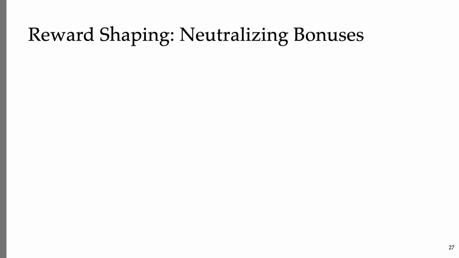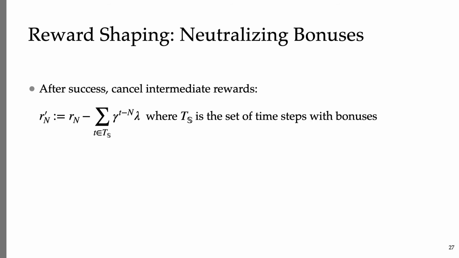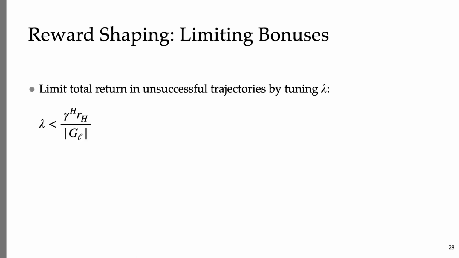First, we cancel intermediate rewards in successful trajectories whenever the agent solves the task. Second, we limit return in unsuccessful trajectories by tuning lambda, so an unsuccessful trajectory can never get more reward than a successful one. And we find a bound for lambda that accomplishes this, which also helps guide hyperparameter tuning. This bound can be improved with minimal knowledge of the environment. Please see our paper for more details.